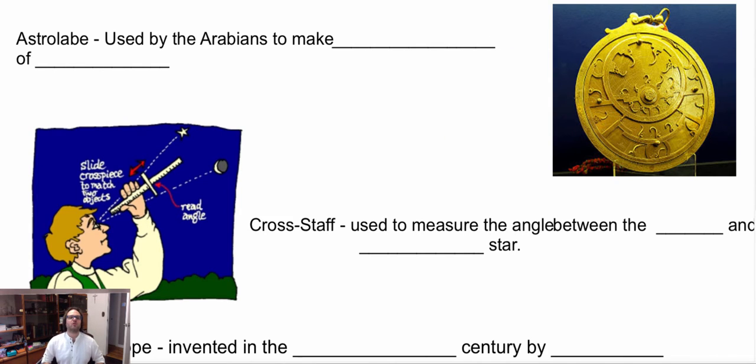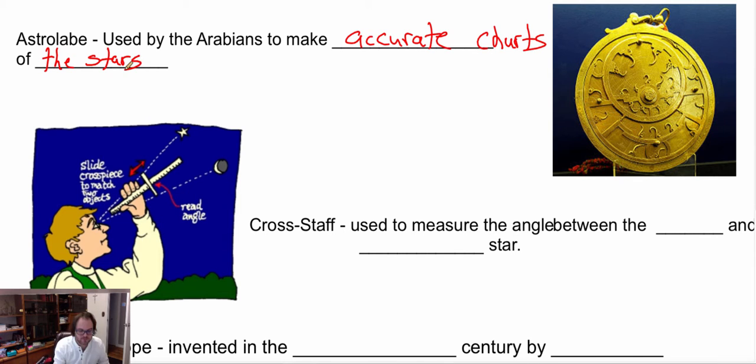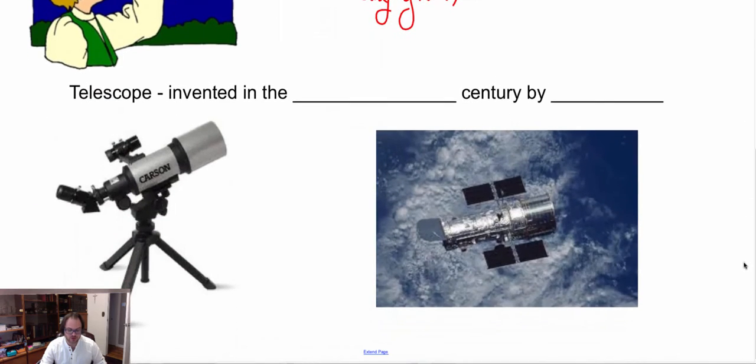So now we're going to go to Arabia, where we have an astrolabe. An astrolabe was used to make accurate charts of the stars. This again was very important for navigating around the world. If you could have an accurate chart of the stars, they were able to use those positions to help us navigate. Next, we're going to have the cross staff. The cross staff was used to measure the angle between the moon and any given star. Then finally came Galileo, who we learned before, invented the telescope.